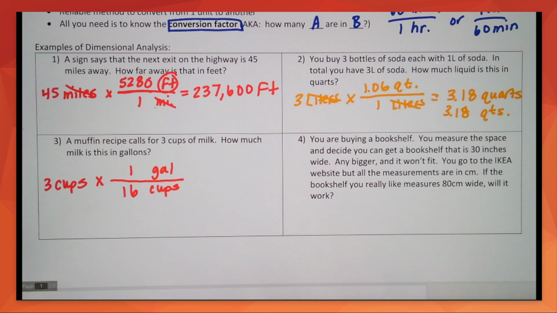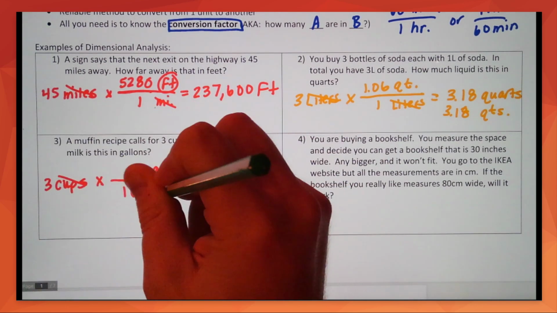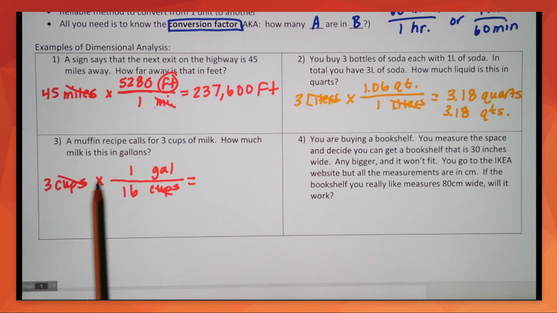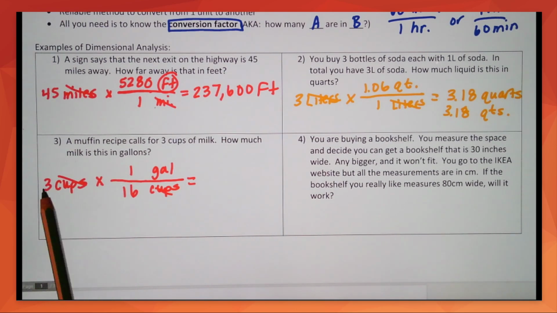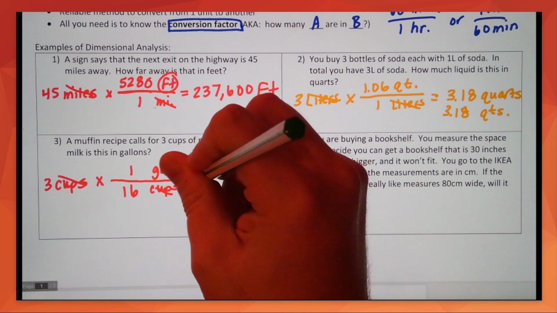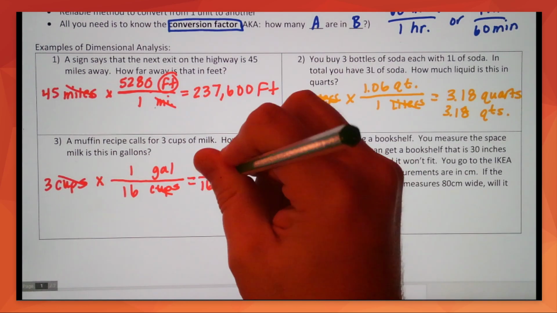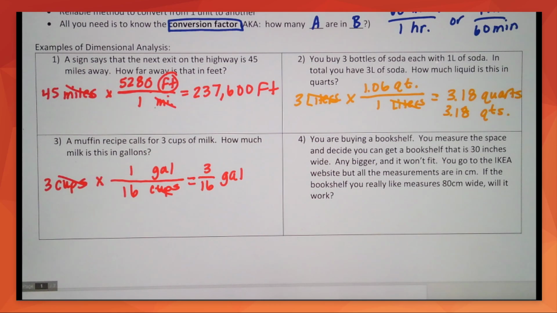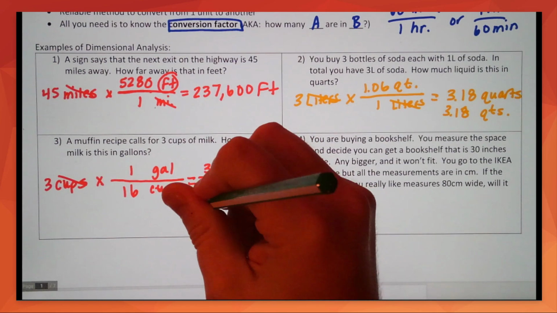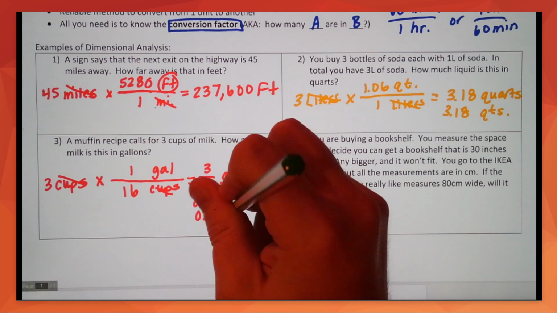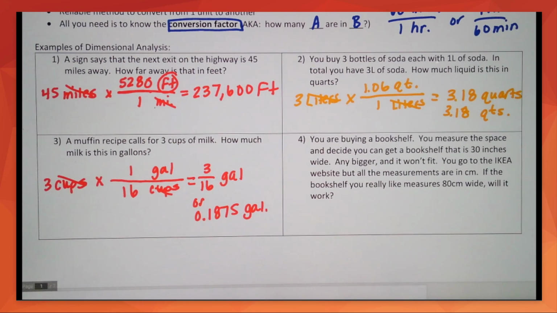Okay, so let's go ahead and we will cancel our cups out. And then we're going to do multiplying across the top and then dividing by the bottom. So 3 times 1 is 3. So 3, and then that's divided by 16. Now there's 2 approaches here. You can leave it as a fraction if you would like to. That would be 3/16 of a gallon. Or you can go ahead and actually divide 3 divided by 16, and you get 0.1875 gallons.